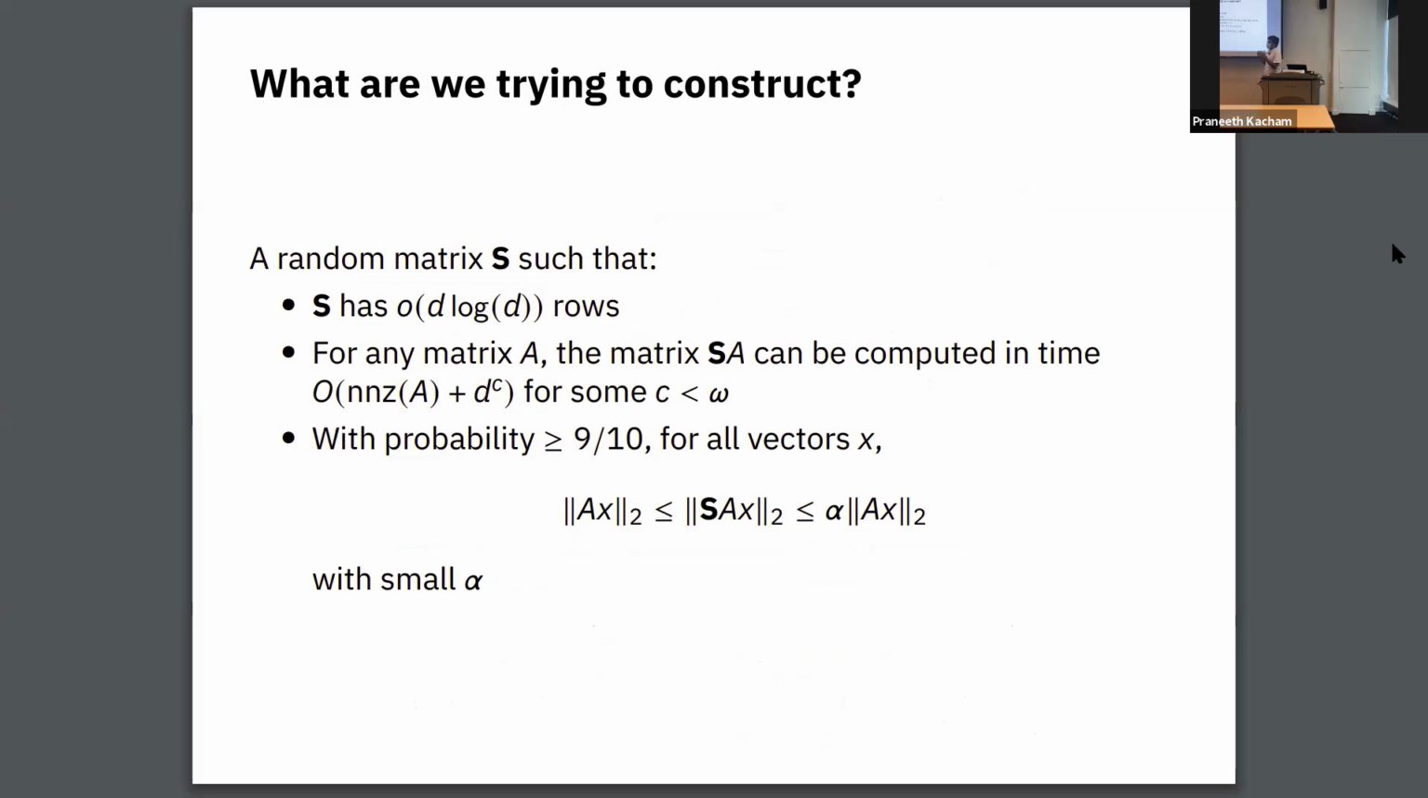So we want to construct a distribution such that each matrix from the distribution has little o of d log d rows. And for any matrix A, we want it to be able to be applied in like nnz(A) plus d to the C for some C, which is less than the matrix multiplication exponent. Currently, omega is like 2.3. So we are fine with anything less than 2.3. And with probability 9/10, it has to be a subspace embedding with alpha that is as small as we can get, right? Distortion alpha.